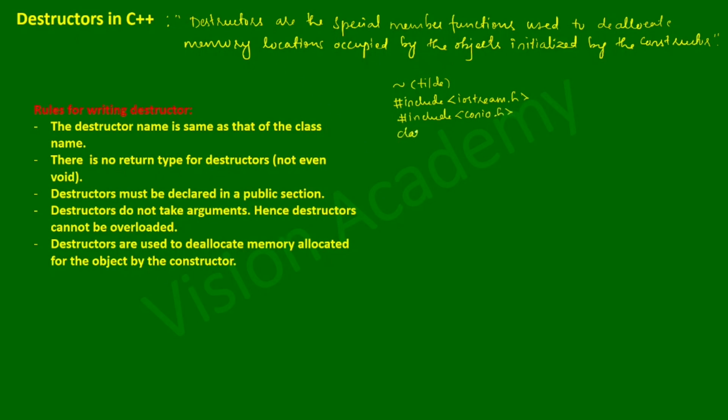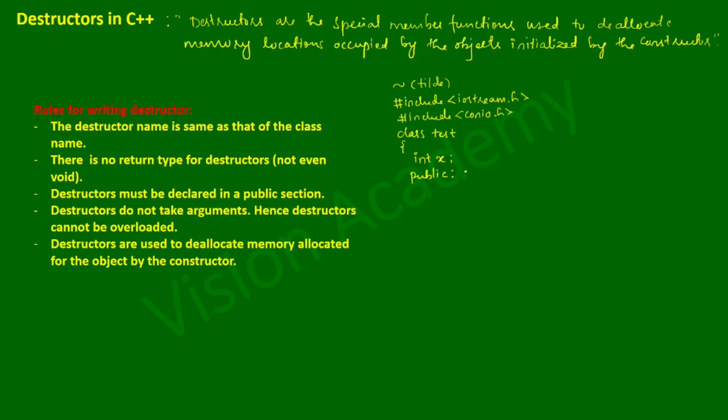Now we are going to write a class, and here I'm going to write this one as test. So test is the name of the class. Next, curly open brace. Here in a private section, I'm going to declare a variable called x of type integer. In a public section, I'm going to declare constructors, destructor, and one user defined function.